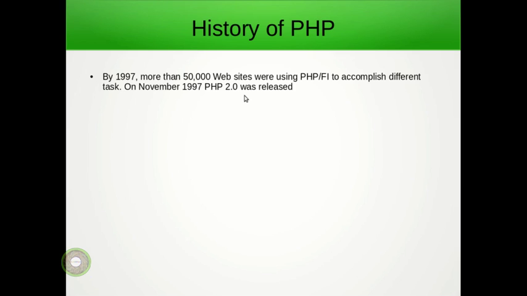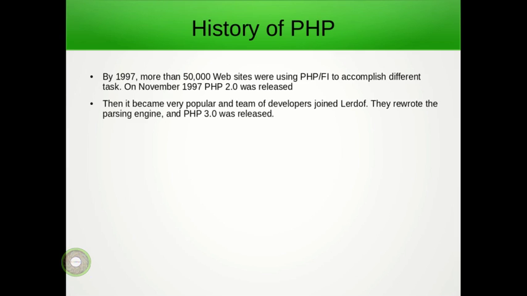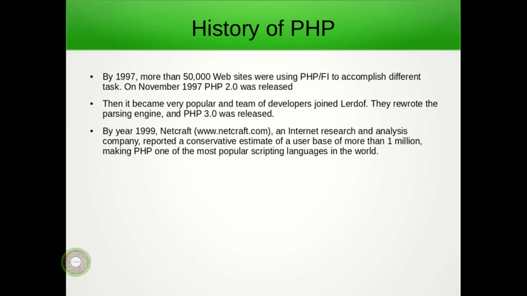slide. Okay, so now we go to the history of PHP. By 1997, more than 50,000 websites were using PHP/FI to accomplish different tasks. In November 1997, PHP 2.0 was released. Alright, so that was 1997. Then it became very popular, and a team of developers joined Lerdorf, and they rewrote the parsing engine, and PHP 3.0 was released.